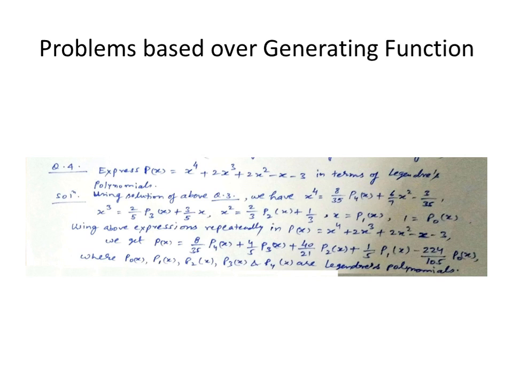And hence by combining all these, by doing some simple mathematical exercise, finally you will find p(x) equals 8 by 35 P4(x) plus 4 by 5 P3(x) plus 40 by 21 P2(x) plus 1 by 5 P1(x) minus 224 by 105 P0(x), where obviously P0(x), P1(x), P2(x), P3(x) and P4(x) are Legendre polynomials, as I already told you in the solution of question number 3.